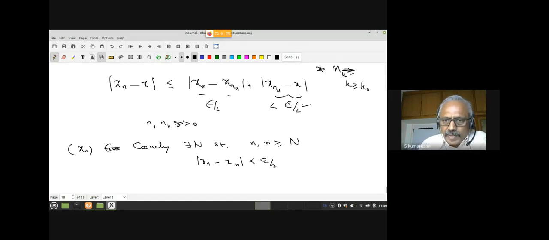So now go back. It's very clear I can choose my n to be greater than or equal to capital N. But then I have to make sure nk should also be greater than or equal to capital N. At the same time, mod x nk minus x is less than epsilon by 2. That means k must be greater than or equal to k naught. Now how many of you see there is a problem?